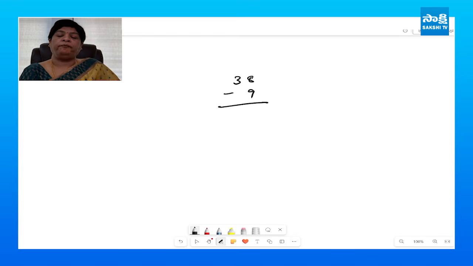Since 9 is larger than 8, we borrow a number from 3. So we strike off this, we borrow. So 18 minus 9 gives us a 9, and since there's no number under 2, we just put 2 as is. So the answer to this is 29.